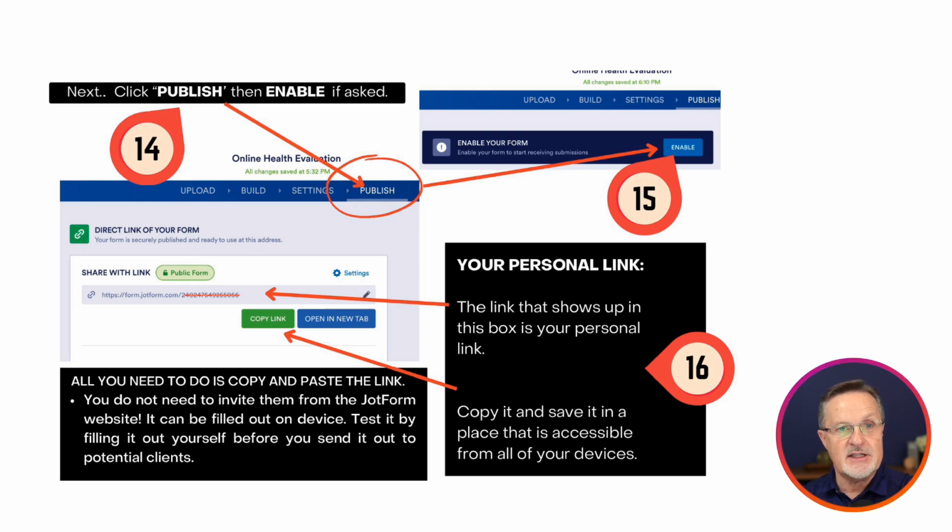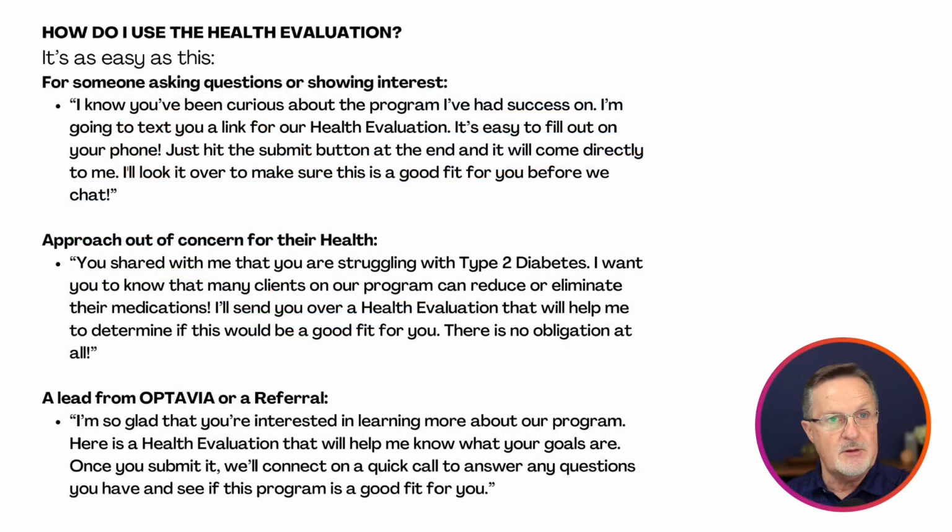In step number 16, you'll notice that the JotForm link has now been created. So this is a unique number to you based on the fact that you just created your new form. You can click the green button, which will copy the link. And if you want to save it to your notepad or put that into your web browser and save it and bookmark it so that you can easily find it and be able to share it with your clients. So really super simple.